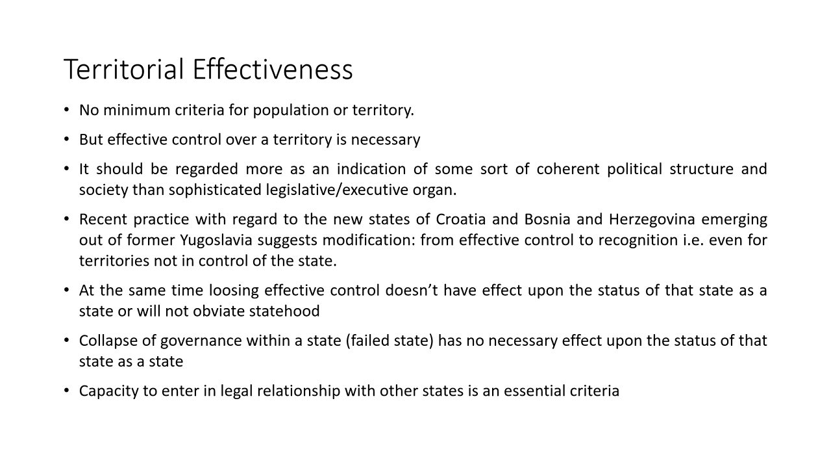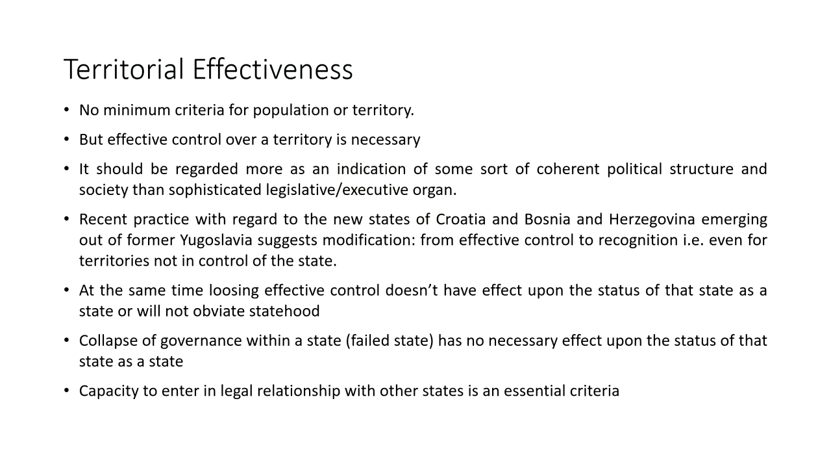Now, there is no minimum criterion for population or territory, but effective control over a territory is necessary. It should be regarded more as an indication of some sort of coherent political structure and society than of a sophisticated legislative or executive organ. There may be problems with respect to the legislative body or executive body, but it must have a political structure and it must have control over the given population and territory. Recent practice with regard to the new states of Croatia and Bosnia and Herzegovina emerging out of former Yugoslavia suggests a modification from effective control to recognition, that is, even for territories not in control of the state.